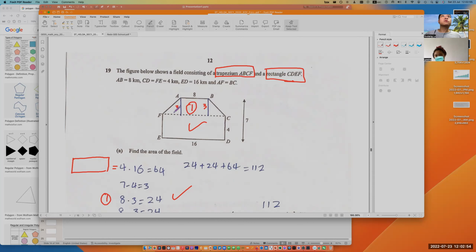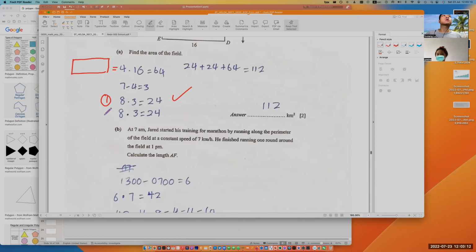Then figure 2 and 3, they add up to another rectangle, is it? 24. Same as figure 1, yes, okay, good, makes sense. You need to write the 2 plus 3, which is good. Then you add them all up. So this is the strategy to find the area of a composite figure.